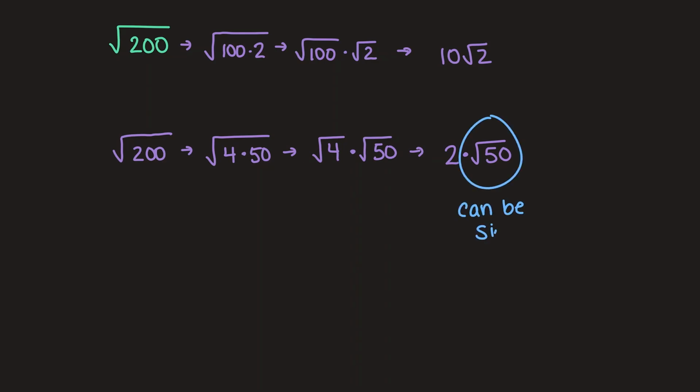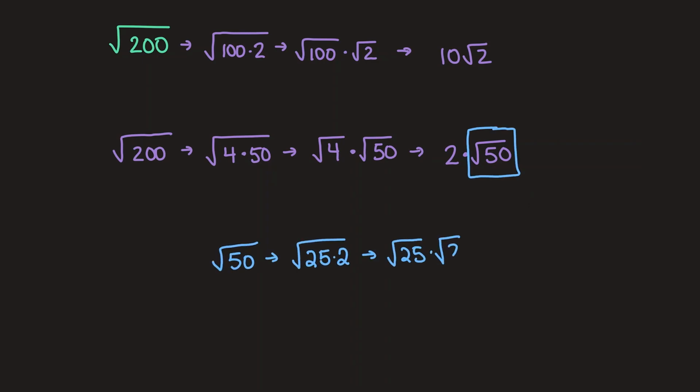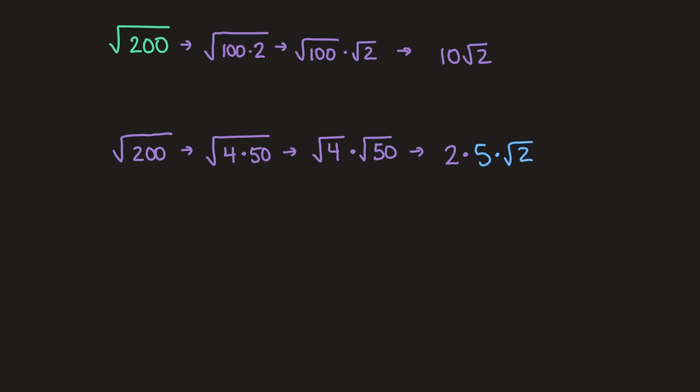However, we will need to repeat the process of simplifying this radical since 50 contains a perfect square factor of 25. So we rewrite 50 as 25 times 2, and then this simplifies to 5 times square root of 2. Multiplying 2 and 5 will give us 10 square root 2, which is the same answer we got previously. So although using the largest perfect square will save us some time, this will also give us the same answer no matter what perfect square factor is used.